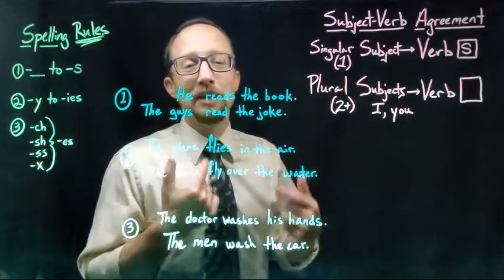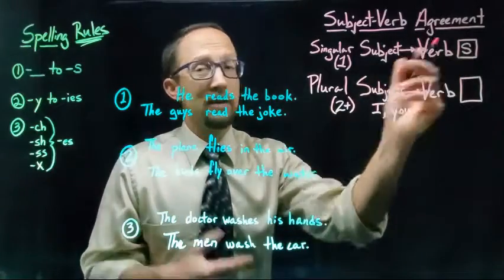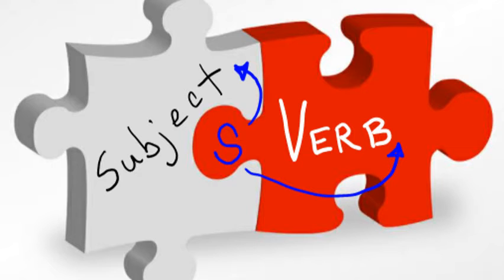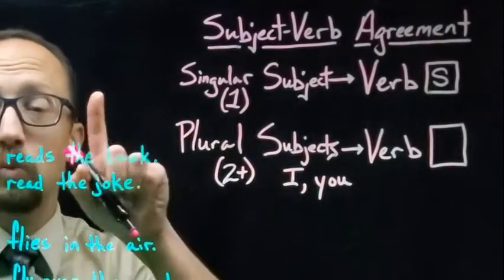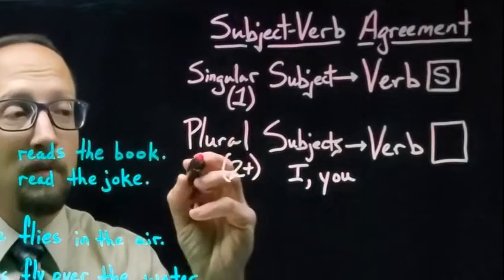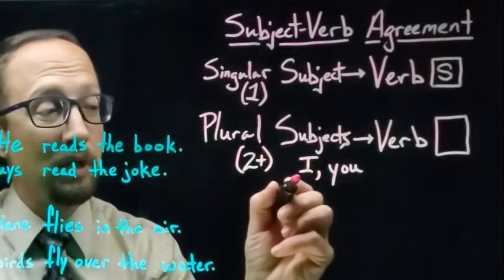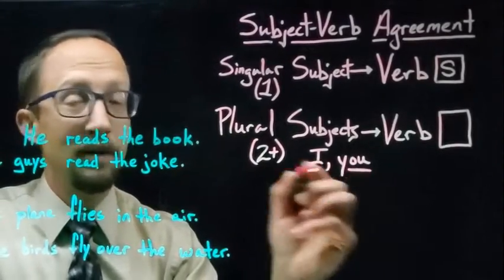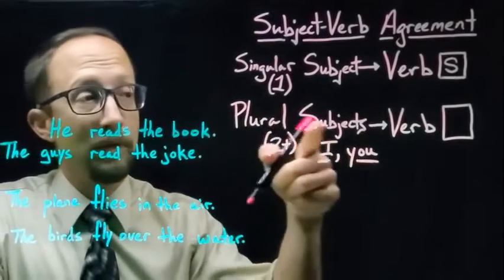So again, let's review the rules for subject-verb agreement. They have to agree or fit together. First, when you have a singular subject, remember, singular is just one, like single. Plural means two or more. And we also include I and you. They are only one, but we include them here.